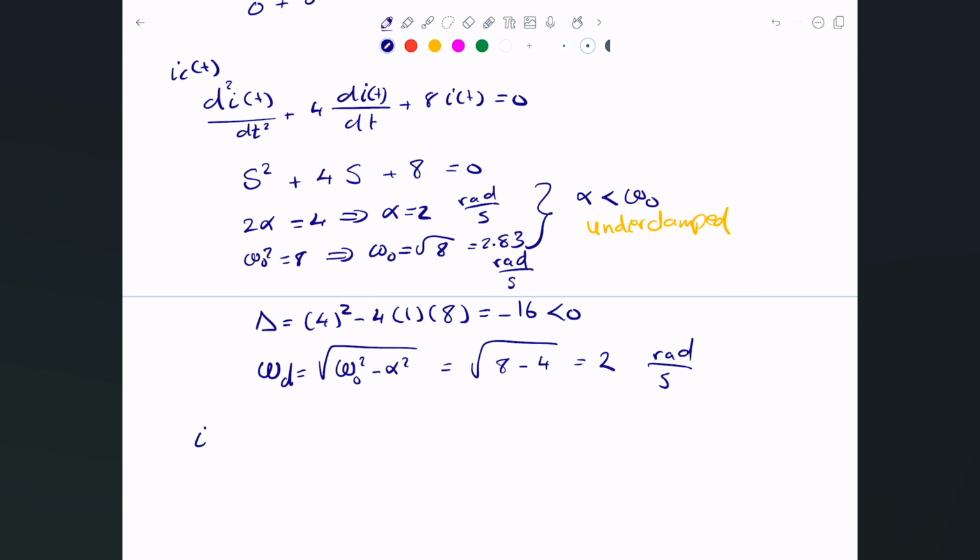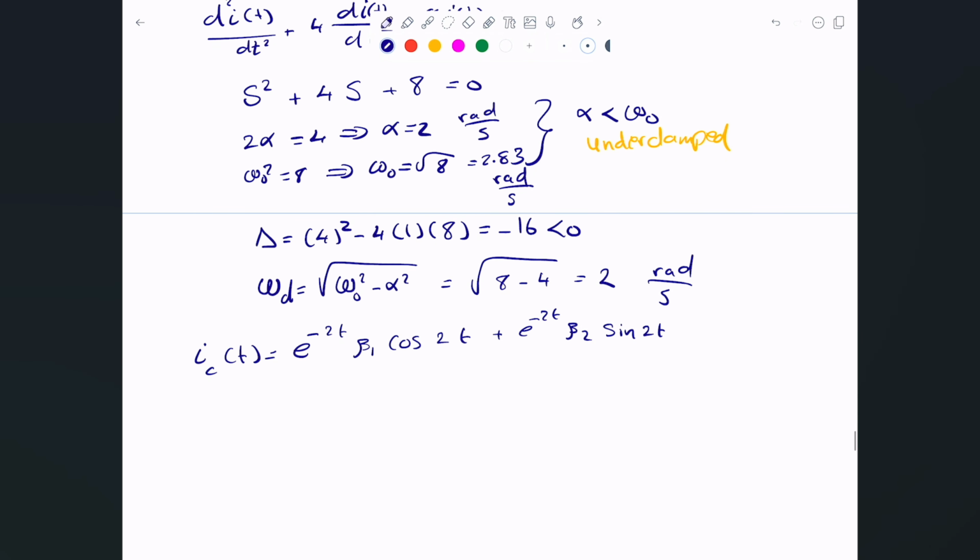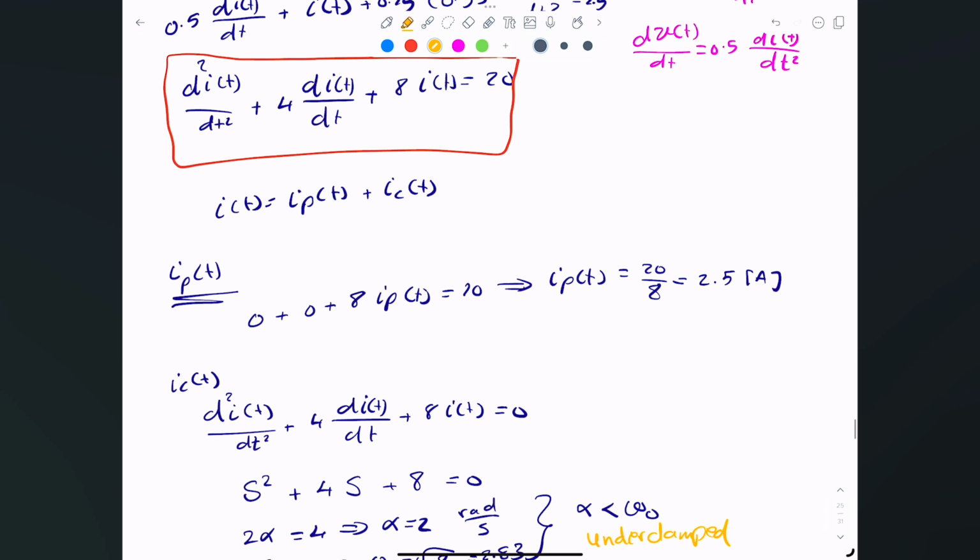So I think we have everything to compute our solution, starting with the complementary solution. The complementary solution i of t is just simply e to the negative alpha, which is 2, of t, beta 1 cosine omega d, which is 2, of t, plus e to the negative 2t, beta 2 sine omega d, which is that here. So let me just highlight it in here. That is the complementary solution, and I believe we figured out the particular solution, and we said that the particular solution is 2.5.